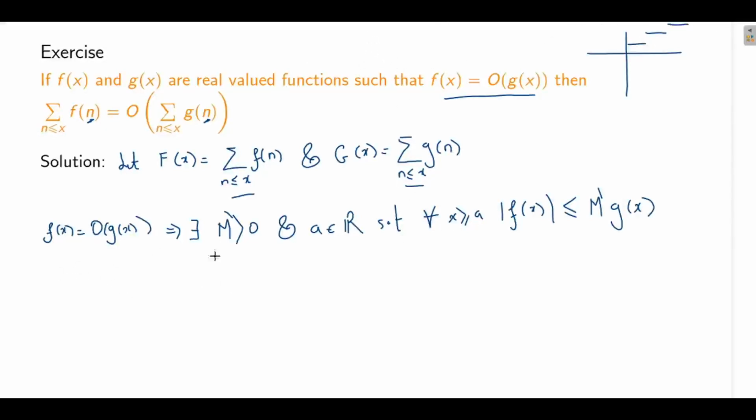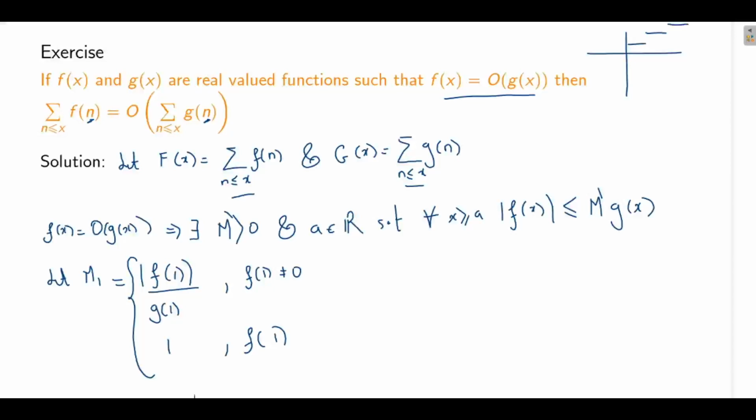So let's take m1. We'll take m1 to be the modulus of f of 1 upon g of 1. You'll see why. If g of 1 is 0, or in fact, g of 1 cannot be 0 unless f of 1 is 0, because this is greater than this. But in case f of 1 is 0, you could do this also. If f of 1 is non-zero, take that ratio, and if f of 1 is 0, you take it to be 1. It doesn't really matter.